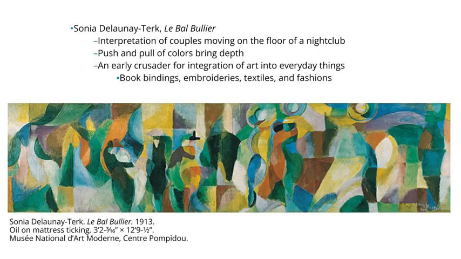And then last but not least for this lecture, let's look at Sonia Delaunay-Terk's Le Bal Bullier, which is an interpretation of couples moving on the floor of a nightclub. You can see all these abstracted human forms, often embracing each other as if dancing together. And this push and pull of colors really brings depth. The warm colors come to the front, cool colors recede, as I'm sure you probably remember from our little color theory lesson. But this really pushed that effect of portraying movement despite it being a still image.